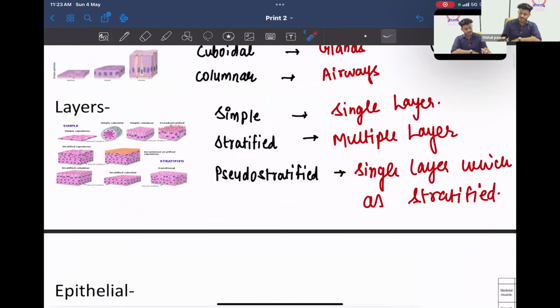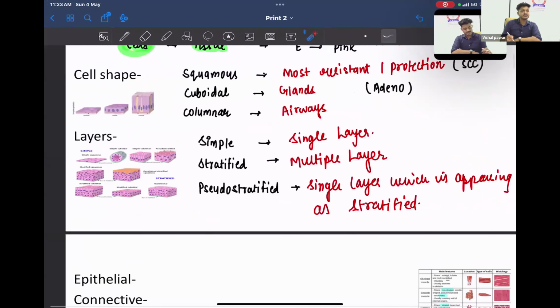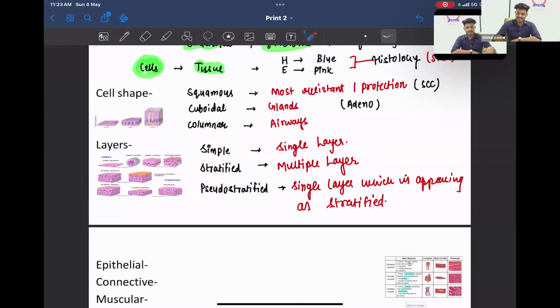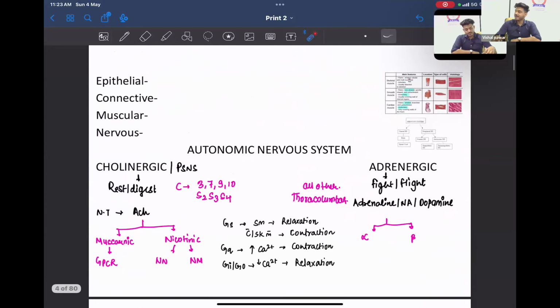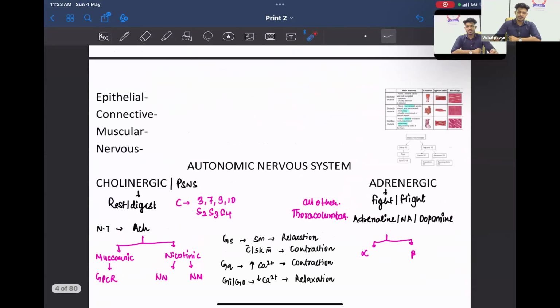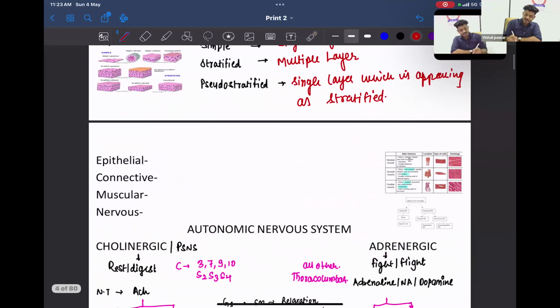What is the meaning of this particular thing? Simple, stratified, pseudo stratified. What is the meaning of these things? Now we are having different kinds of cells. On the basis of these cells, how many types of tissue do we have?